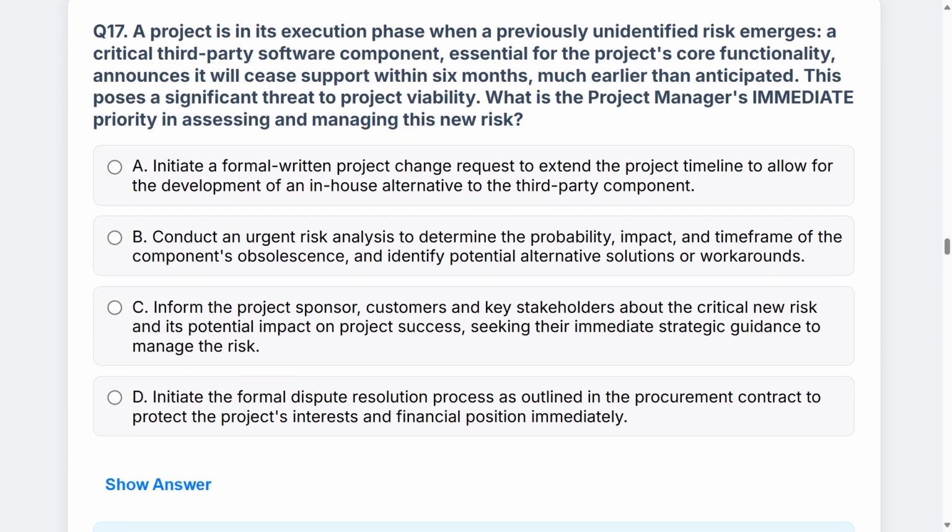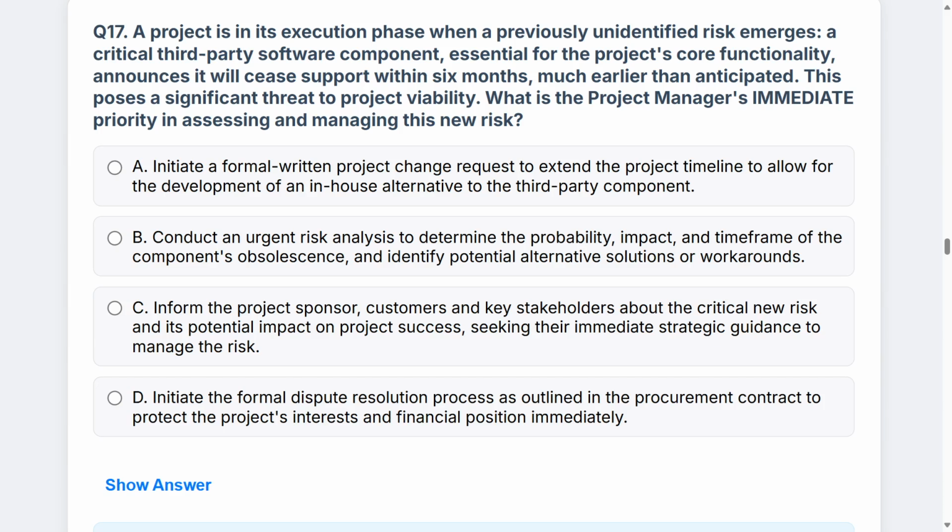Question 17, a project is in its execution phase when a previously unidentified risk emerges. A critical third-party software component essential for the project's core functionality announces it will cease support within 6 months, much earlier than anticipated. This poses a significant threat to project viability. What is the project manager's immediate priority in assessing and managing this new risk?